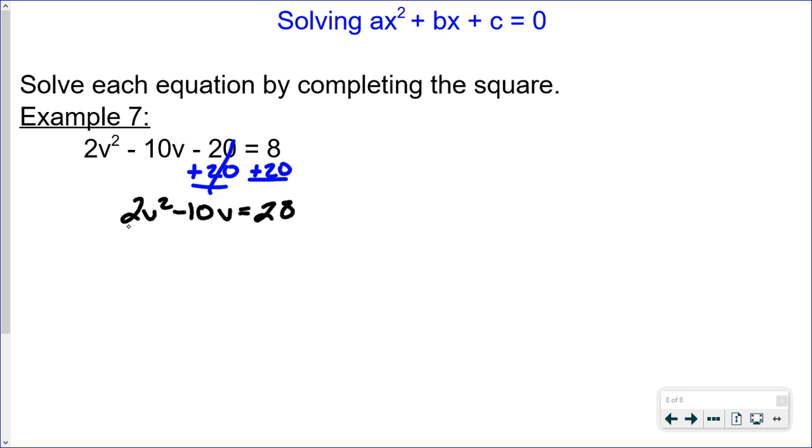Get rid of the coefficient on the v squared. So we're going to divide by 2. Divide everything by 2. So now I have v to the second minus 5v equals 14.